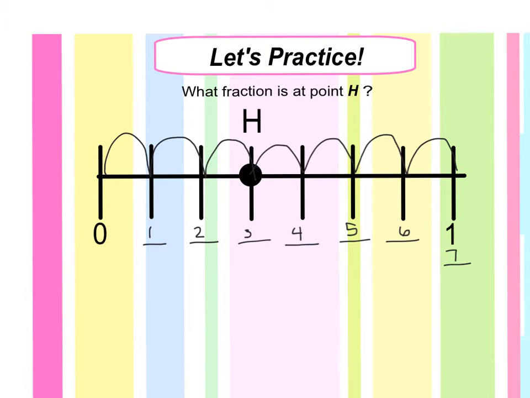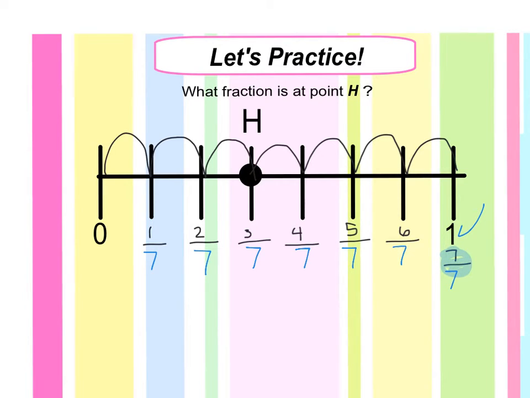Now I need to create my denominator. My denominator is how many equal parts I have split my whole into. Because my numerator ends at 7, I know that this has been split into 7 equal parts, and therefore that becomes my denominator across the board. 7, 7, 7, and all the way across.